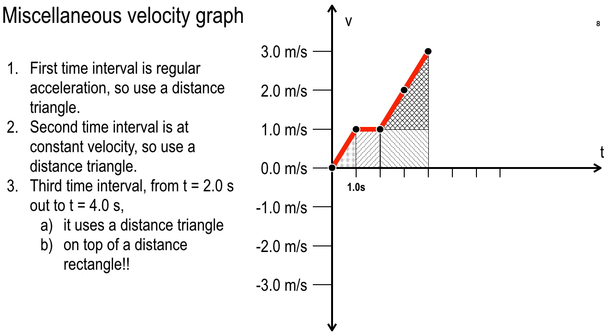Question here in the front. Number 2 should say distance rectangle, right? Second interval. Oh, you're right. Thank you. Typo. Second time interval is at constant velocity. So use a distance rectangle. That should read. And it's this one here, cross-hatched from lower left to upper right.